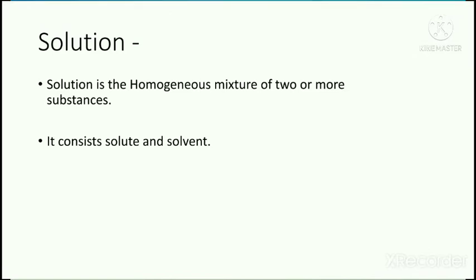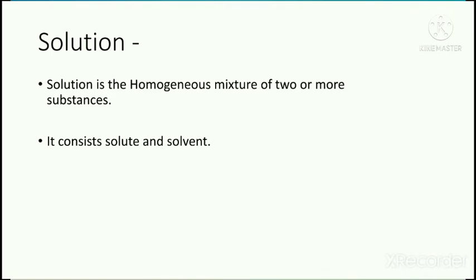Let us see, students. Solution is the homogeneous mixture of two or more substances. Solution may exist in any phase, that is either solid, liquid or gaseous phase. It consists of two terms, that is, it consists of solute and solvent.